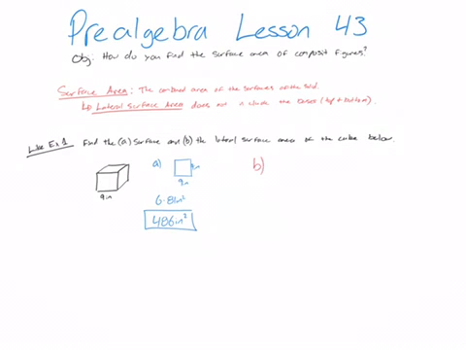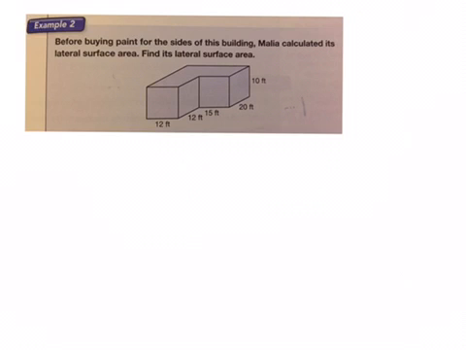For part B, we know that there's 4 lateral faces because we're not including the top or the bottom. So I already know the area of one of those is going to be 81 inches squared. So now I just need to multiply that by 4, and I will get 324 inches squared. Notice that my units of measure are inches squared because I'm talking about area, how many squares it would take to cover that object.